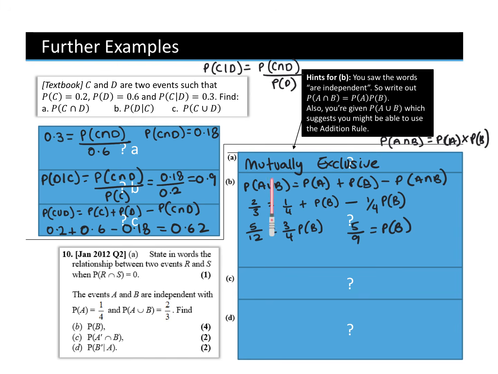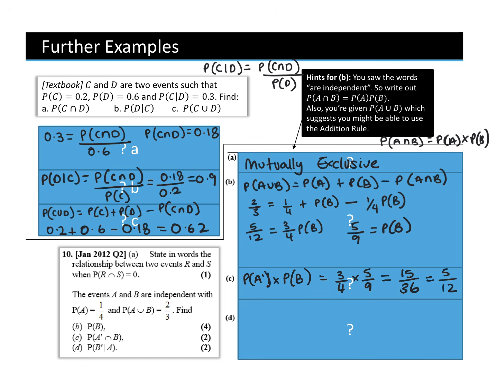Okay, so what we've had to do there is use two formulas, the addition rule, and then what we know about independent events. It then says, find the probability of A dash intersection B. So that means, because they're independent, this is the same as doing the probability of A dash times the probability of B. Now, A dash is 1 minus the probability of A, which is 3/4, and B, we just worked out, is 5 over 9. Multiply them together, 15 over 36, which is 5 over 12.